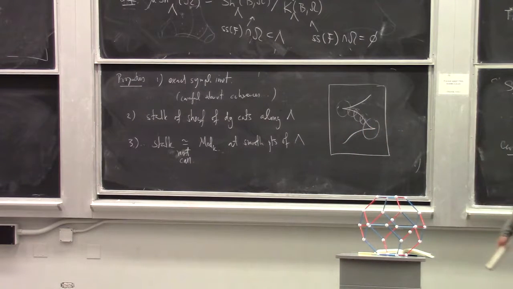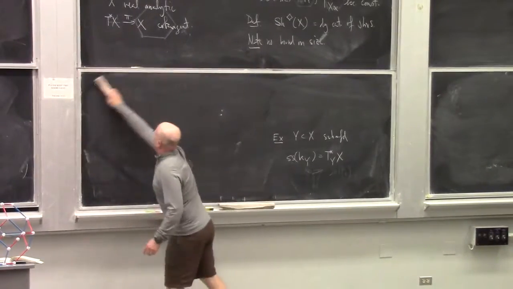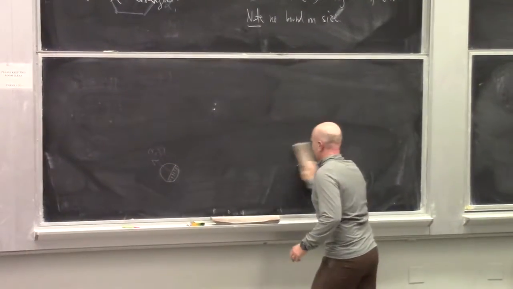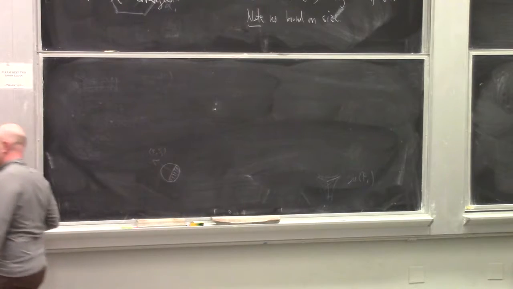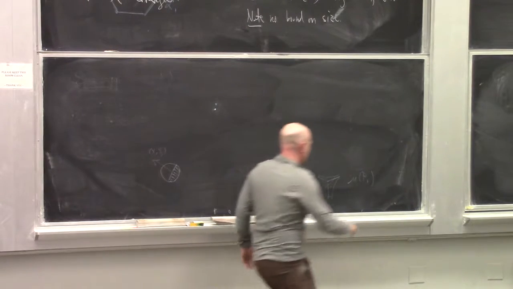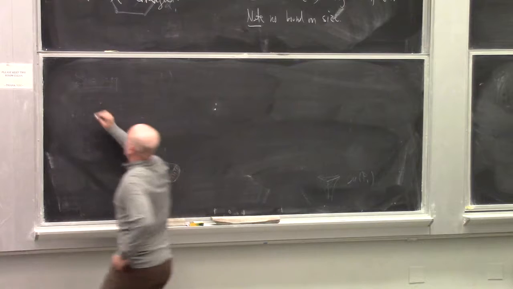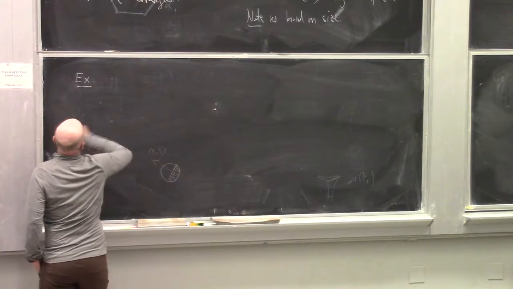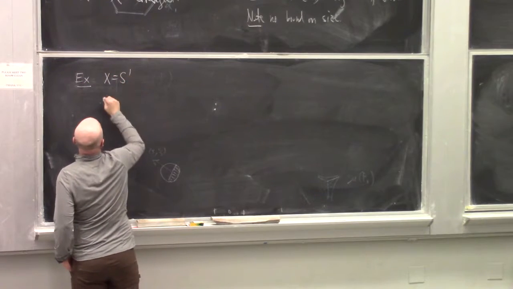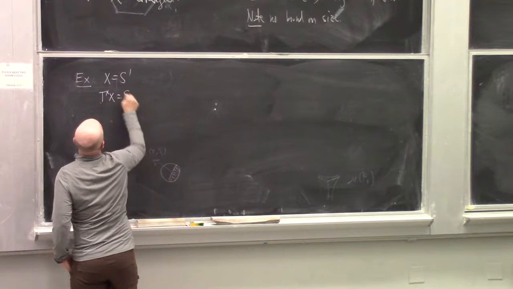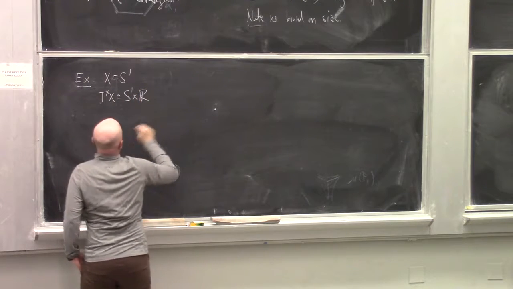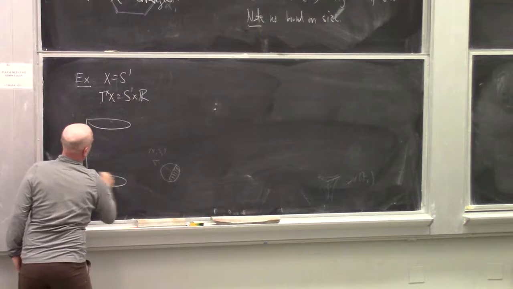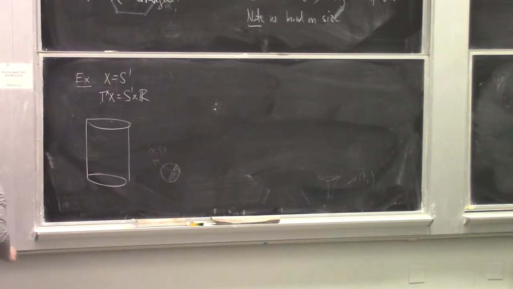Okay, so let me just remind you of one standard calculation in the subject that convinces you that someone at a mirror symmetry conference could or should be talking about this. So here's the standard example. Let's look at X equals S1. So T*X equals a cylinder. So here's the cylinder. I'm going for the easiest thing here.